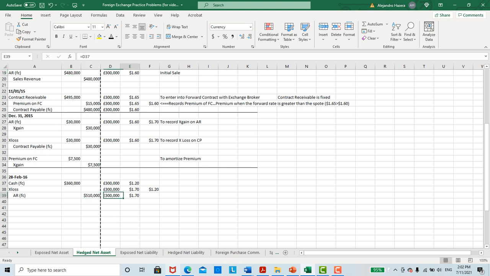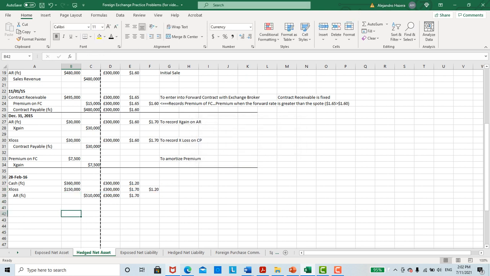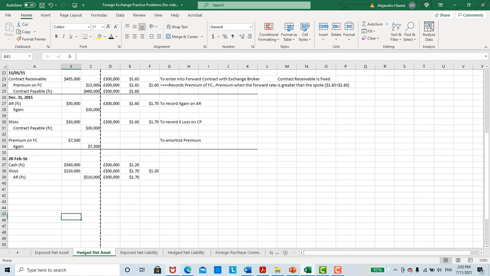I'm going to go ahead and multiply this out. And you're going to have this rather large exchange loss, which is equal to 300,000 British pounds times the difference between that $1.70 minus that $1.20. So you lost $150,000. So just like last time, you lost $150,000.